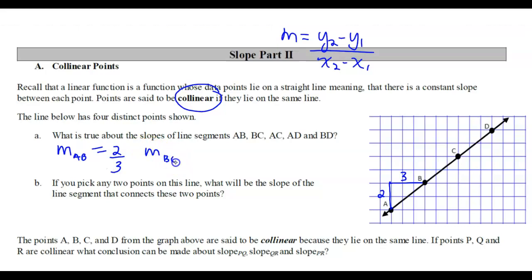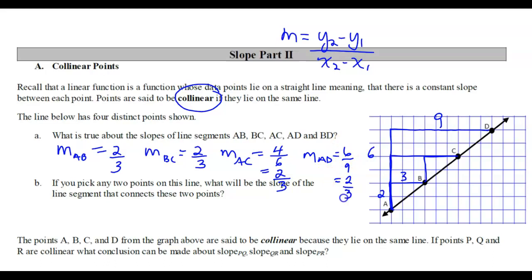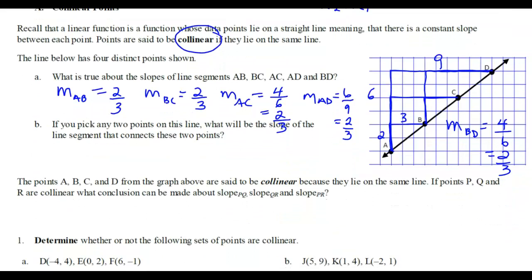Then if I find slope of BC, up 2 to the right 3. Slope of AC. So now I'm going from A to C. So I'm going up 4 to the right 6, which reduces to the same thing, 2/3. If I go slope of AD, A to D, I'm going up 6 to the right 9. 6 over 9 reduces to 2/3. And then BD, up 4 to the right 6. Reduces to 2/3. So between any 2 points, the slope of that line is 2/3.